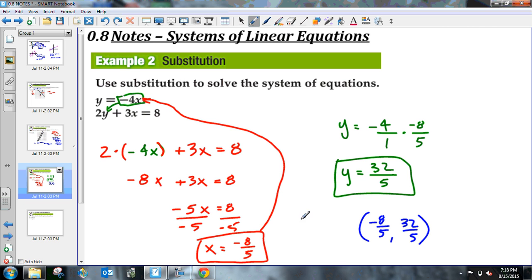Now, guys, the reason why I had to do this one and the reason why we're getting fractions is because not every linear equation is going to give you nice, neat numbers that you can actually recognize on a graph. Sometimes doing it algebraically will actually give you the correct answer in the easiest way possible. So that's substitution, where I take one equation and substitute it into the other equation.